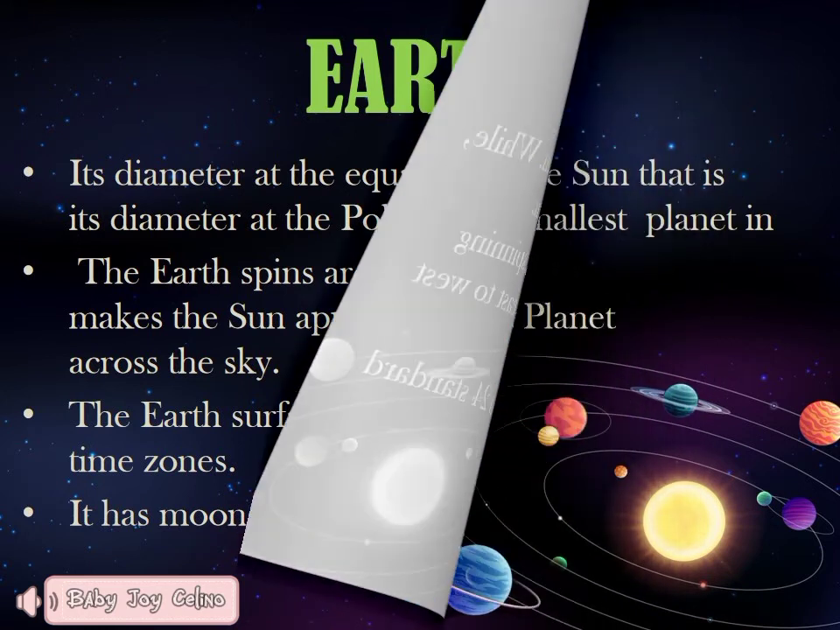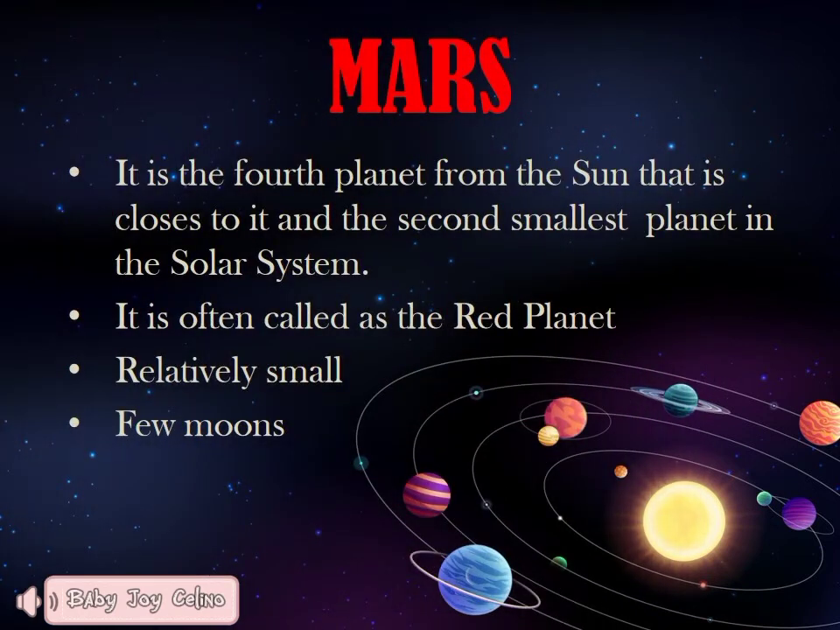And now let's proceed to Mars. So, what is Mars? Mars is a planet, of course, and it is the fourth planet from the Sun, and the second smallest planet in the solar system. It is often called the red planet.